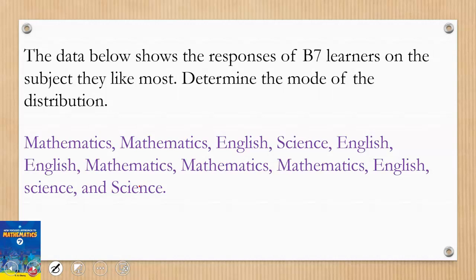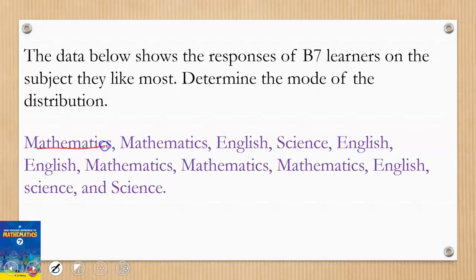So the following subjects were asked: English, mathematics, and science. And then they asked students, maybe one after the other. First person says, I like mathematics. Second person says, I like mathematics. Third says English. Fourth says science. Then English. Then English. Then mathematics. Then mathematics. Then mathematics. English. Science. Science. So the question is, which of this is the most occurring? Because mode simply means look at the data and find out which of the variables occurs most frequently. That's what we call mode, most frequent.